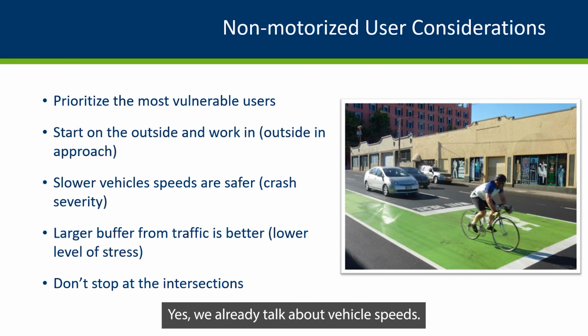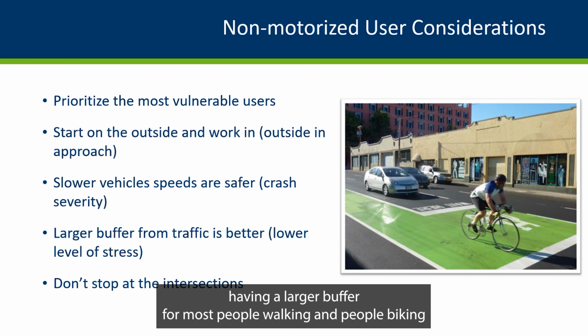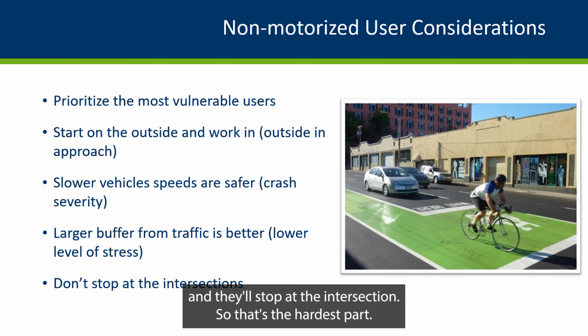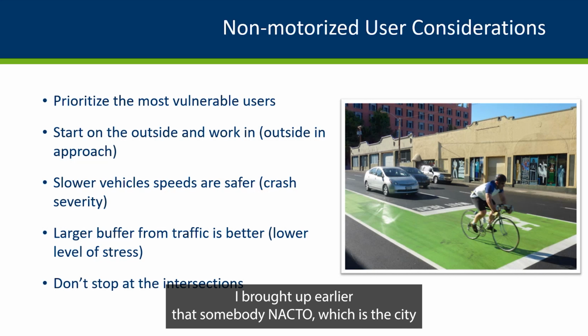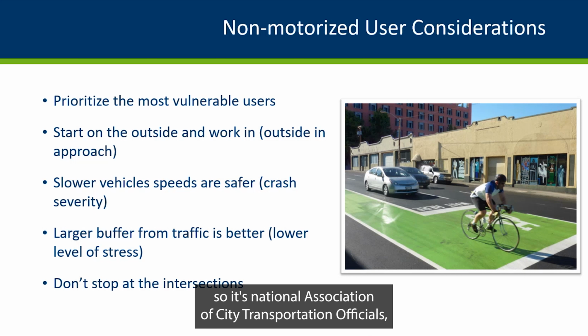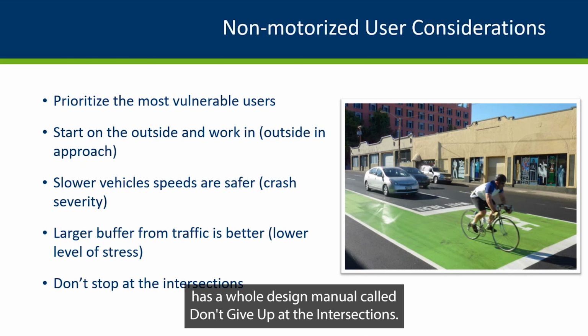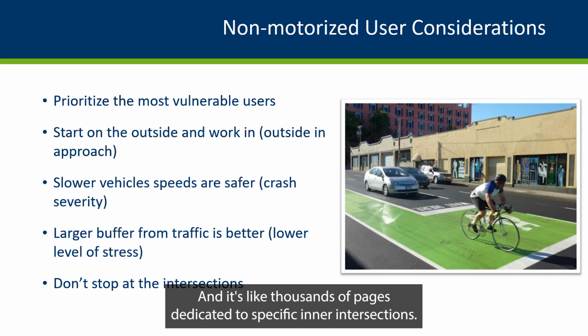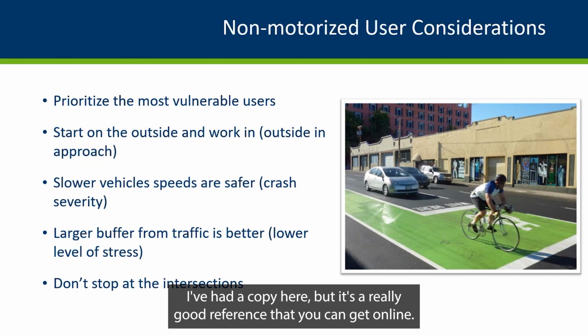Yep, we already talked about vehicle speeds. We already talked about having a larger buffer for both people walking and people biking. And don't stop at the intersections. That's the hardest part. I brought up earlier, to somebody, NACTO, which is the city equivalent of the AASHTO guidance. It's the National Association of City Transportation Officials, and it has a whole design manual called Don't Give Up at the Intersections. It's like thousands of pages dedicated to specific intersection treatments. I don't have a copy here, but it's a really good reference that you can get online.